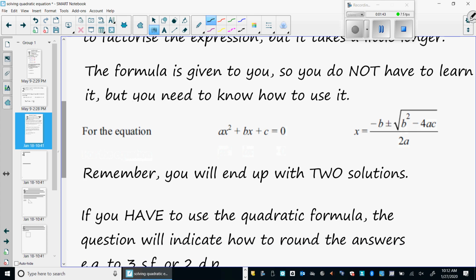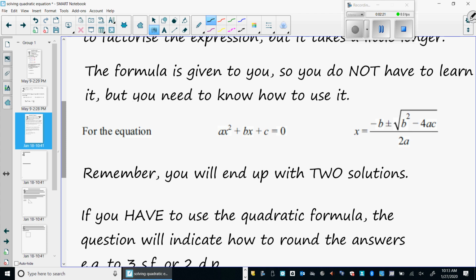This is it. Okay, so this is what it says. For the equation ax squared plus bx plus c equals 0, x is equal to minus b plus or minus, so that's what this sign here means, plus or minus, the square root of b squared minus 4ac, all divided by 2a. Okay? It's funny how quickly you will become familiar with that, even though you might be looking and going, what on earth are all those letters and numbers?